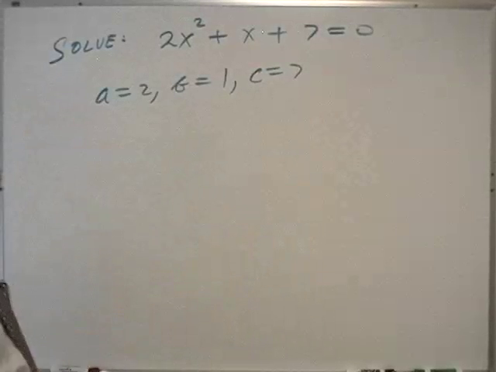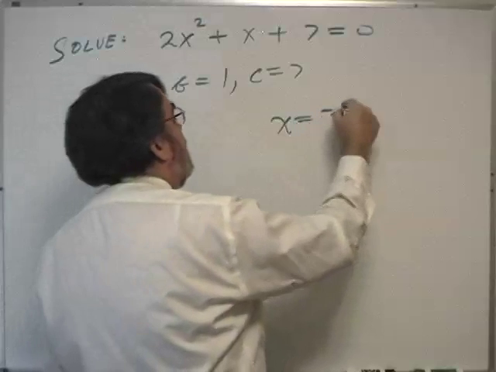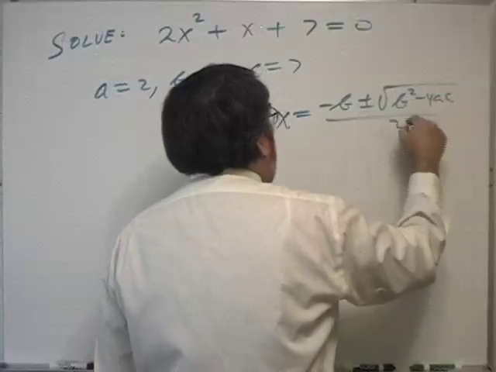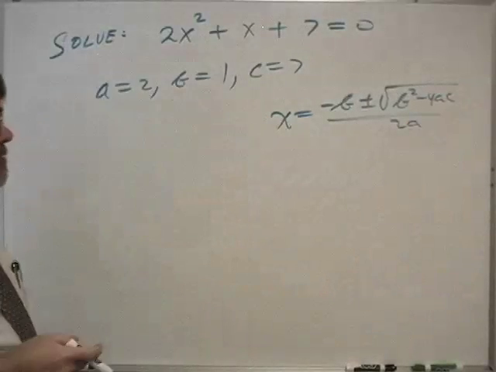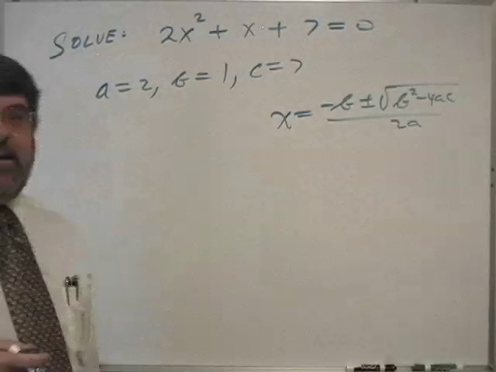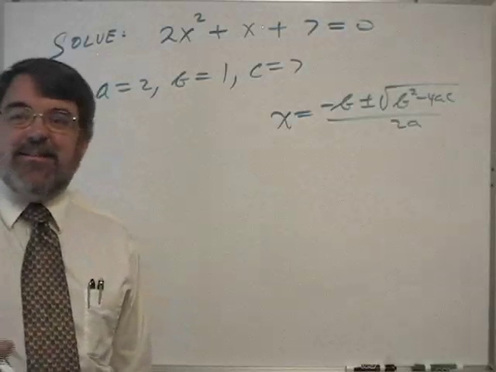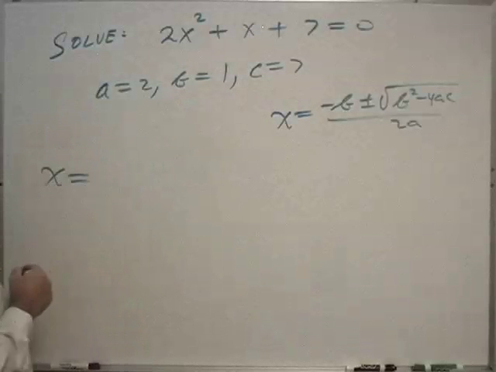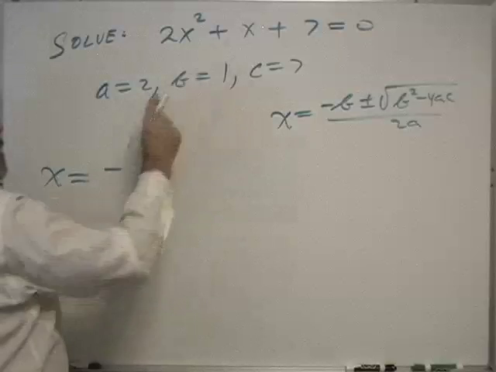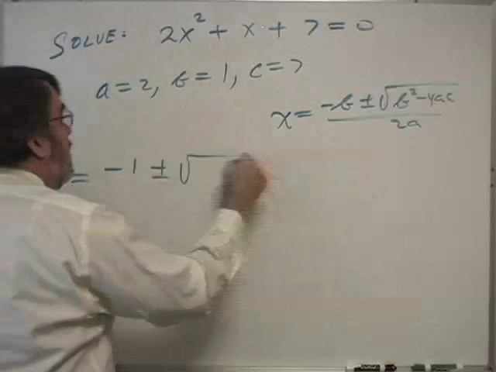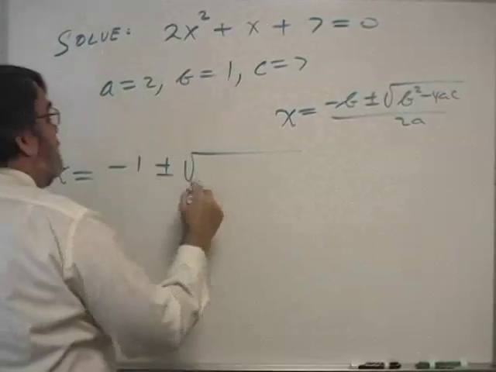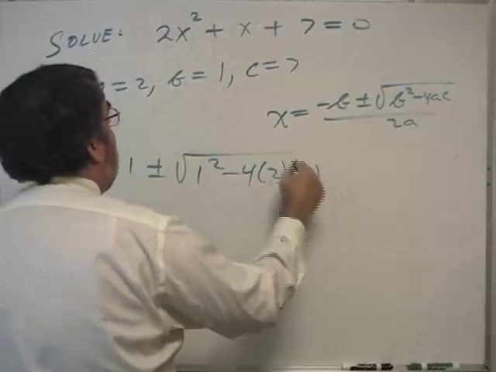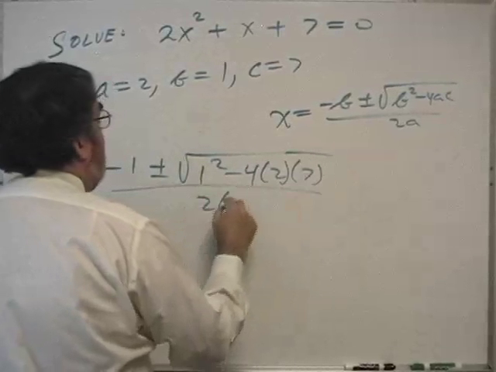So we can plug this into the quadratic formula. x equals minus b plus or minus the square root of b squared minus 4ac, over 2a. I don't think I'll ever forget that formula, as many times as I've repeated it in my lifetime. But we plug the numbers in. x equals minus 1 plus or minus the square root of 1 squared minus 4 times 2 times 7, all divided by 2 times 2.